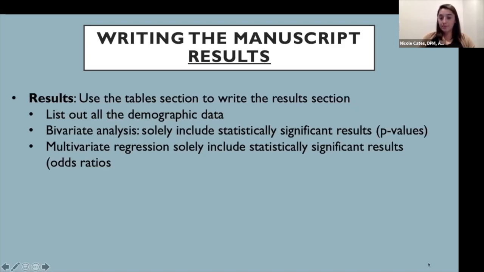So for the bivariate analysis, you're just saying if, for example, post-op ambulation was significant, then you put that in, you put the mean, the amount of patients with fully ambulatory status versus non-ambulatory status for each cohort. And then for the regression, the same thing, you're only putting what's significant.